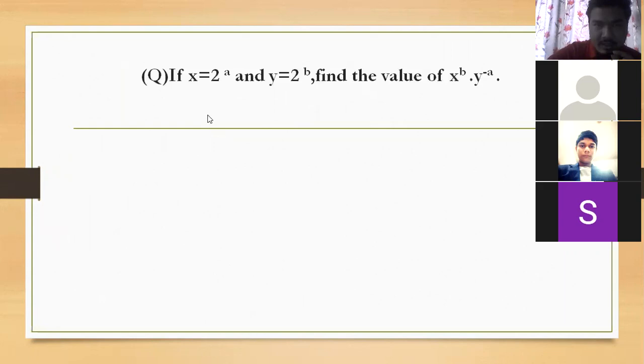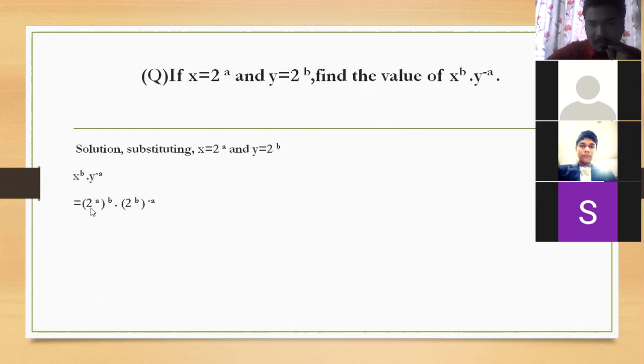Look at the next one. Here, in this question, we have to put the value of x as 2 to the power a, and y value as 2 to the power b. And it will be like this: 2 to the power a, x value, then b remains same. Y value is 2 to the power b and its power is minus a. Open the bracket, it will be 2 to the power ab and 2 to the power minus ab. Then the powers will be added and it is 2 to the power 0 and its value is 1. Have you understood, children, this one process?